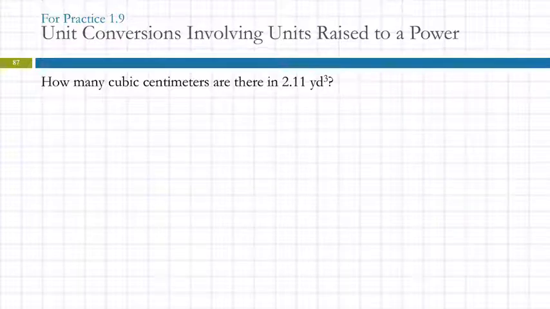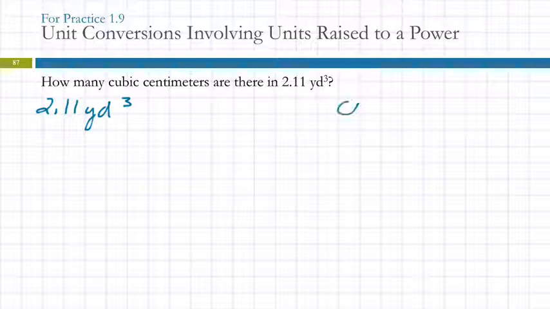So how many cubic centimeters are there in 2.11 cubic yards? Well, we are starting with 2.11 cubic yards. There's only one number, that's where we're starting. And we're trying to get to cubic centimeters. In that table, there aren't any cubic this to cubic that. They're not in there. We need relationships with just the length, and then we make our own.